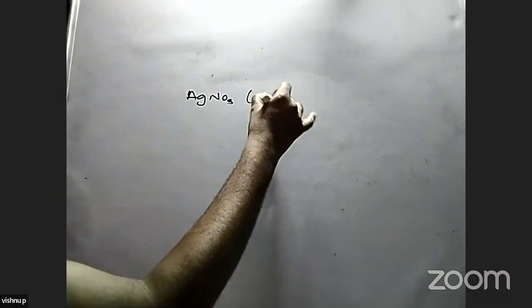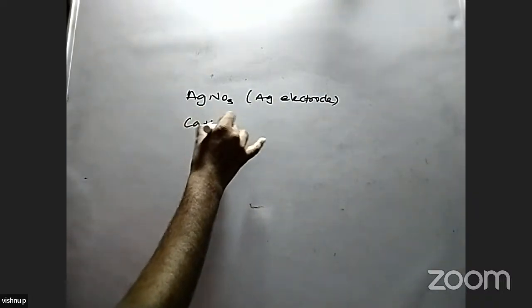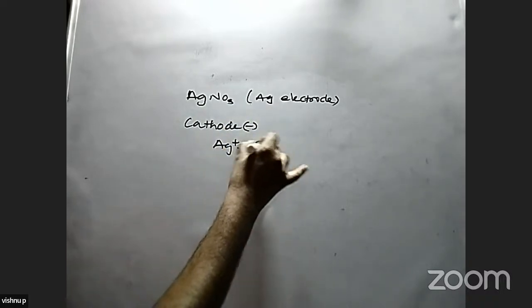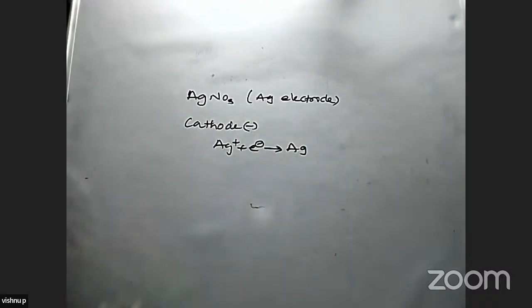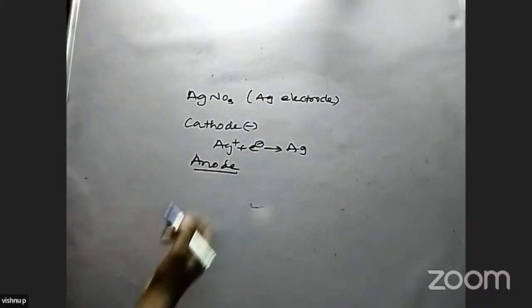We take the example of silver nitrate. If silver nitrate is electrolyzed using silver electrodes, what is the reaction at the cathode? At the cathode, again, silver accepts electrons and is deposited as Ag. And what is the reaction at the anode?